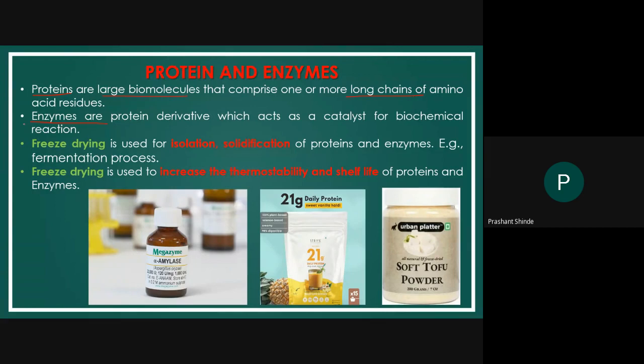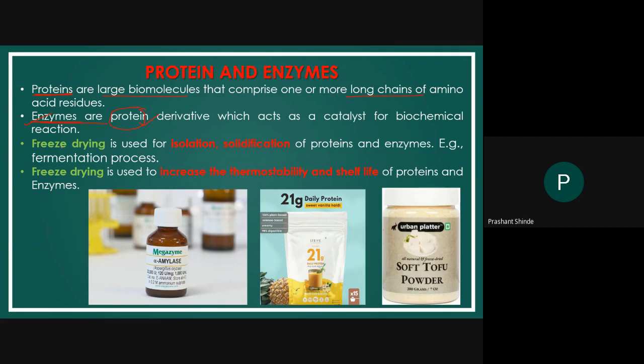And second one is your enzymes. These enzymes are themselves nothing but protein derivatives. That means if you study the chemical structure of an enzyme, it is nothing but a protein structure. So for the preparation of these proteins and the antibody enzymes, the lyophilization process can also be used.